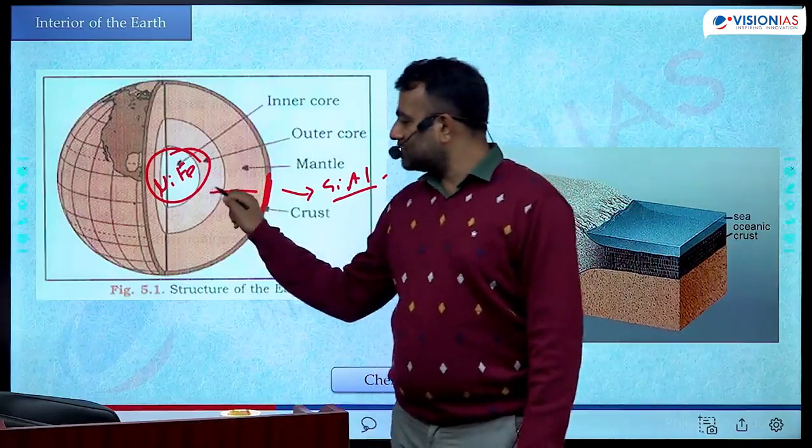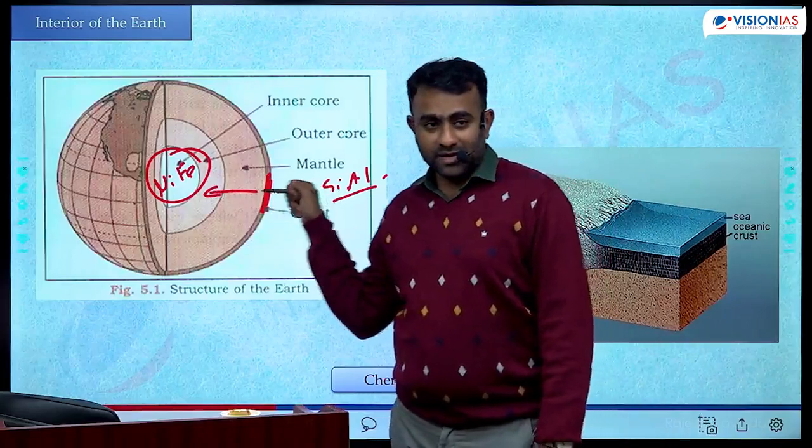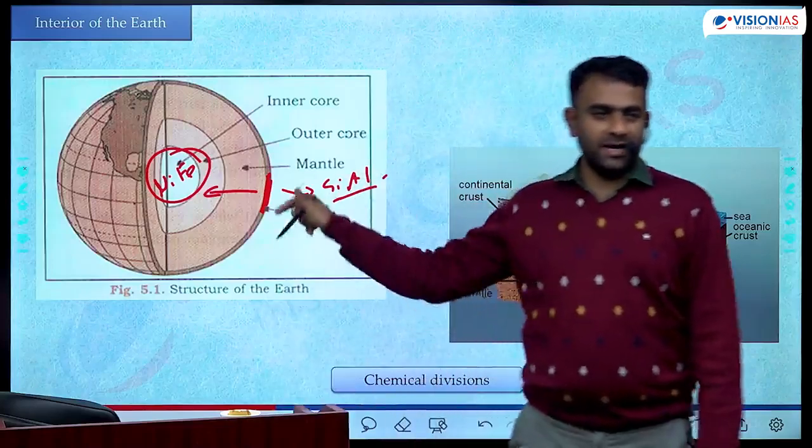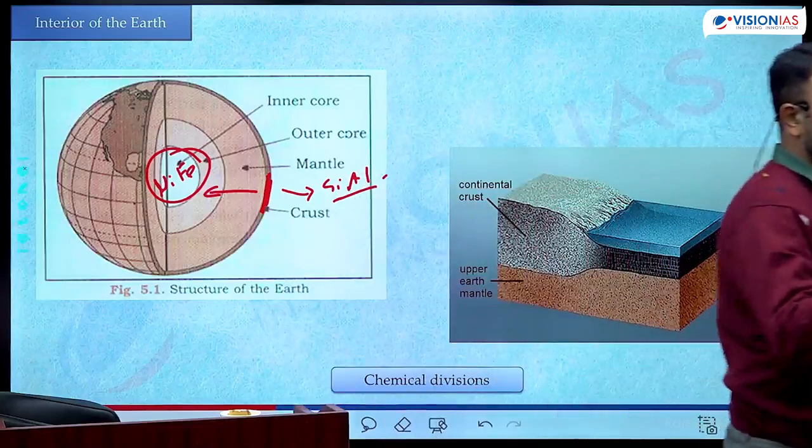In between, the proportion of iron is increasing. The proportion of silica and aluminum is decreasing. That is what is mantle. Crust, mantle and core.